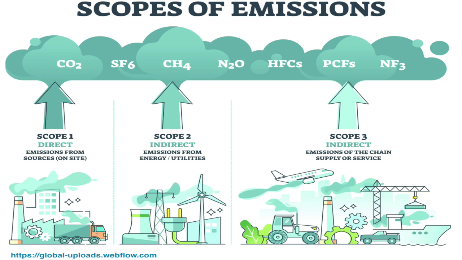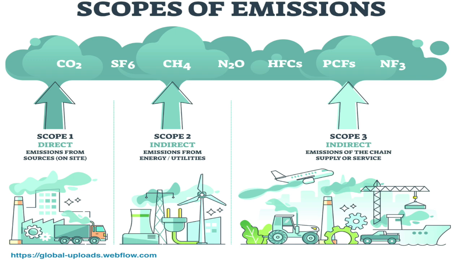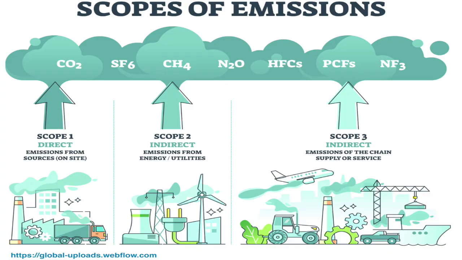This lesson is the first one about the three scopes of emissions. You remember that the GHG protocol divides all the emissions in these three scopes. Scope 1, direct emissions from the operations of the factory or the organization. Scope 2, indirect emissions from purchased electricity, steam or heating. And Scope 3, indirect emissions from the entire value chain, up and downstream.